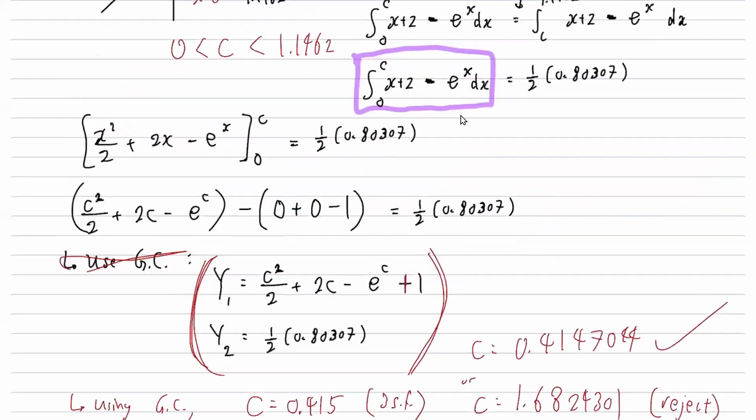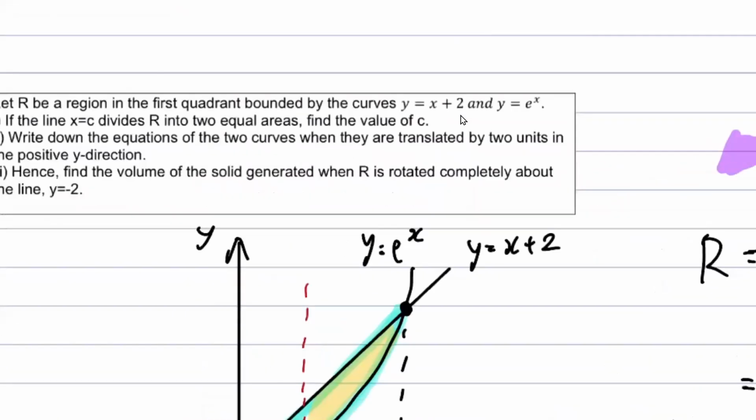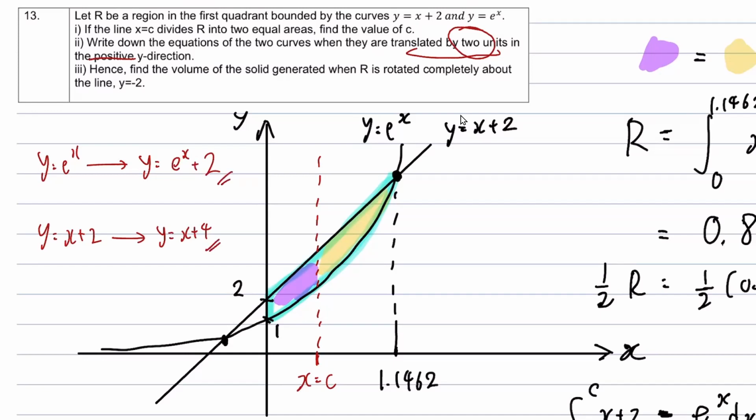Write down the equation of the two curves when they are translated by 2 units in the positive y direction. Graphical transformation. How? Translate 2 units, positive y direction. Do you change the x or do you change the y? Just tell me what would the resulting function be? Y equals to x plus 4. Yes. Y equals x plus 2 transforms into y equals x plus 4 and y equals e power x plus 2. Very good. Yes, correct. Good.